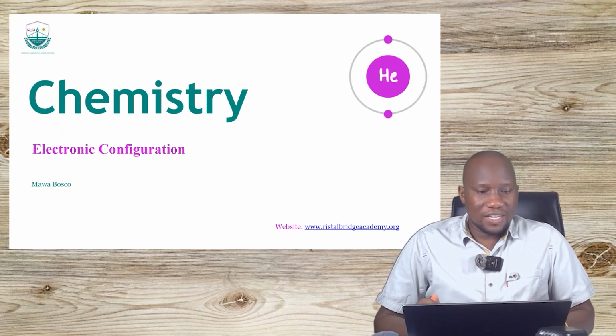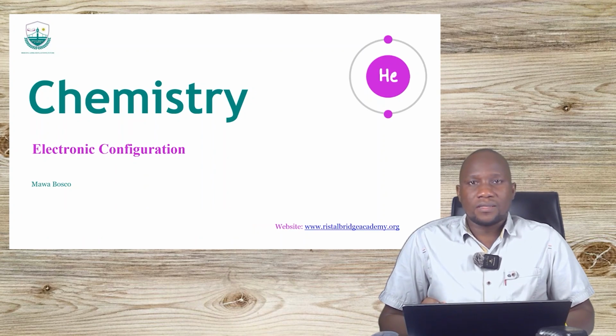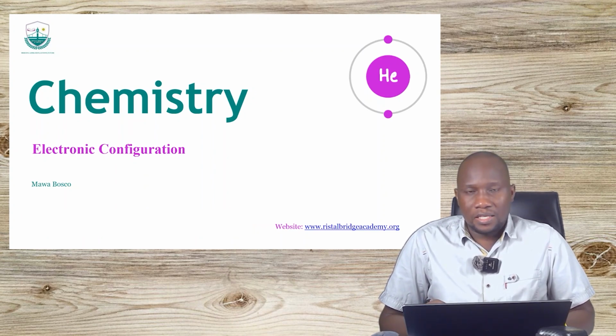Welcome everyone. Let's look at a simple concept called electronic configuration. We saw that the atomic number is the number of protons in the nucleus of an atom. And we highlighted that the atomic number identifies an element. That is to say that each element has its own atomic number, its own number of protons, and it's what distinguishes it from others.